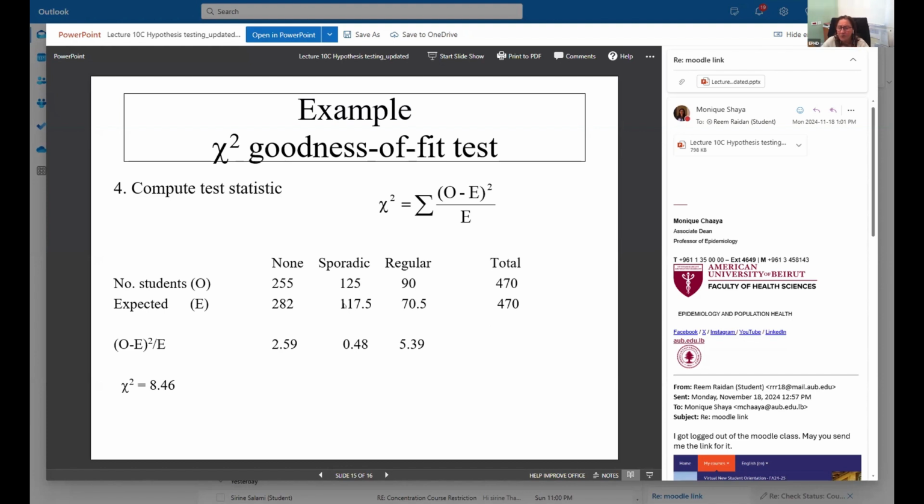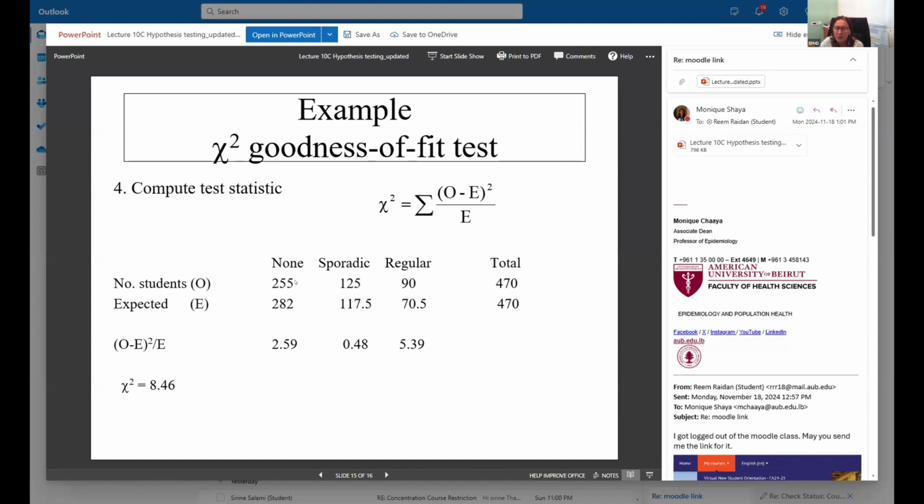But how many did I observe? What I observed when I collected the data, how many were sporadic? 125. What would I have expected if it was 25%? 117. So what you do is you calculate the expected based on the 60, 25, 15%. So they are 282, 117, 70.5.